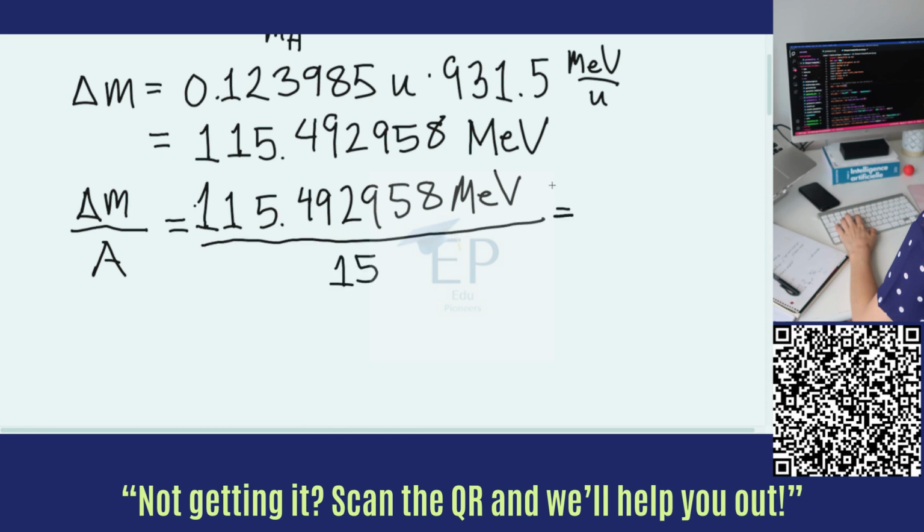which gives us 7.699995 megaelectron volts binding energy per nucleon. And that's our answer.